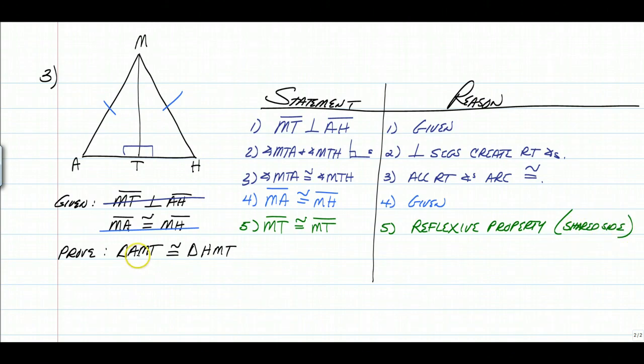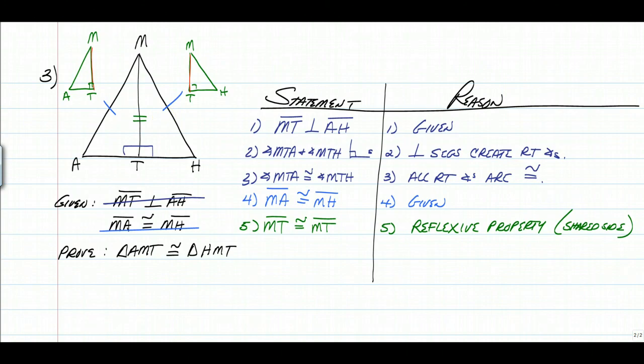So we're trying to prove that triangle AMT is congruent to triangle HMT. Well, if we were to take some scissors and cut that diagram in half, we would have 2 right triangles that are split, and this one is named MAT and this one is named MHT. So as you can see, MT is in both of them. That's why it's known as the reflexive property, also known as a shared side, because that MT is in both of the triangles that we are trying to prove congruent.